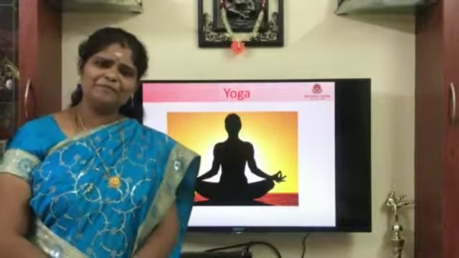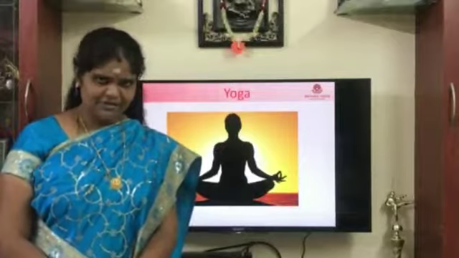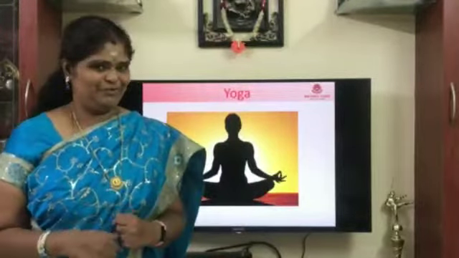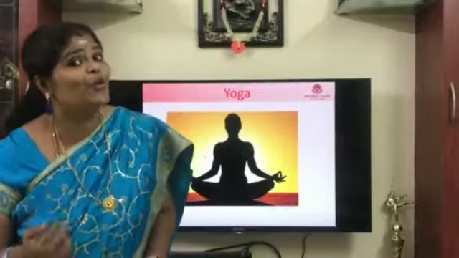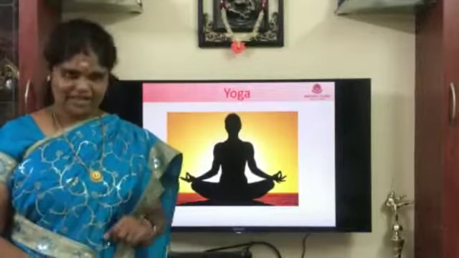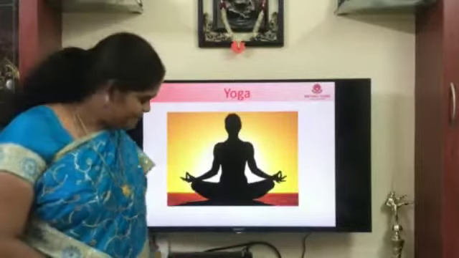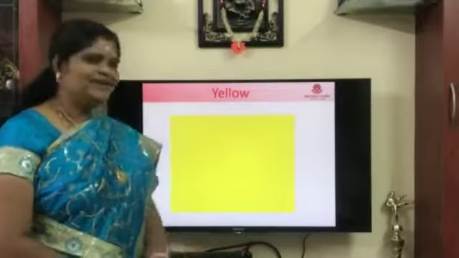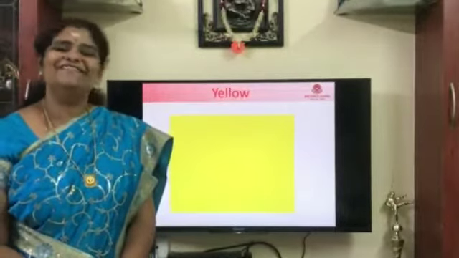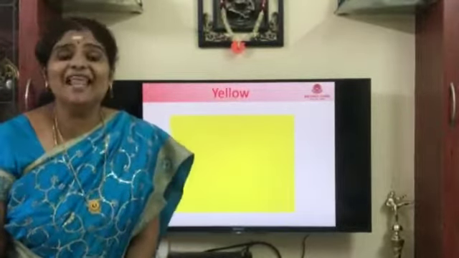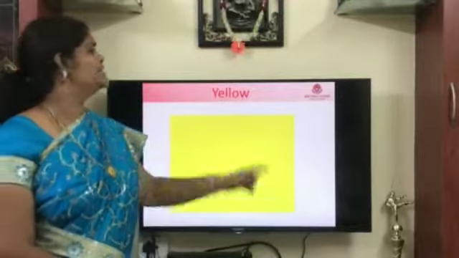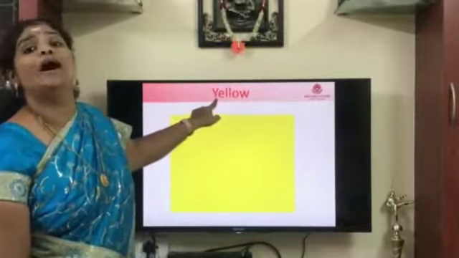What is he doing? Meditation. Yoga. What is it? Yoga. Begins with letter Y. Yoga. You know this color? What color is it? Very good. It is yellow color. What color? Yellow color. Begins with letter Y.